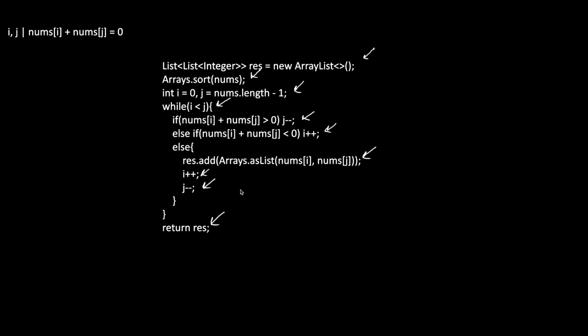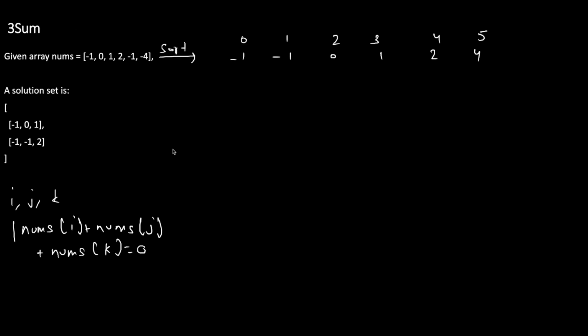Okay, so now let us move to the question that is given to us. So now we have to find the triplets i, j, k such that nums of i plus nums of j plus nums of k equals 0. So again you have to sort the array, and instead of 2 pointers, over here we will have 3 pointers. So we will have i over here, which is going to be fixed for one of the iterations. Then we will have j over here and we will have k over here.